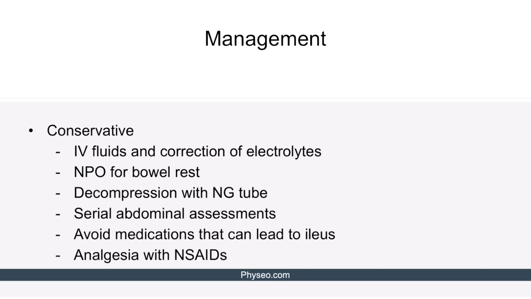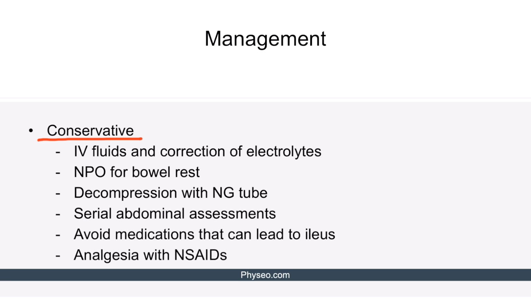The management of paralytic ileus is very similar to management of small bowel obstruction. Paralytic ileus is managed conservatively, beginning with IV fluids and correction of any electrolyte abnormalities. Patients should be NPO to encourage bowel rest and may require decompression with a nasogastric tube for comfort. Patients with an ileus should also have serial abdominal assessments performed throughout their stay to monitor for any changes indicating small bowel obstruction or worsening abdominal pathology.